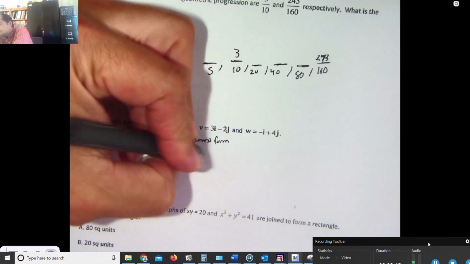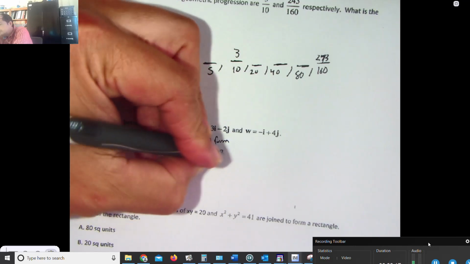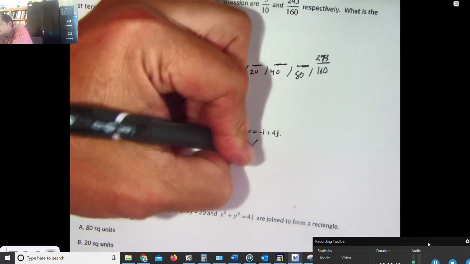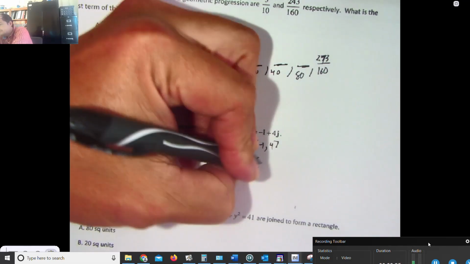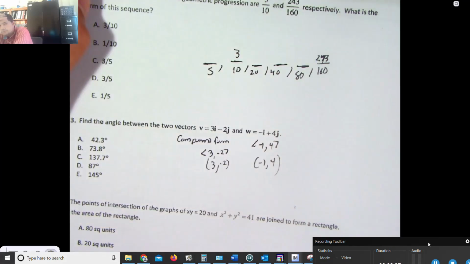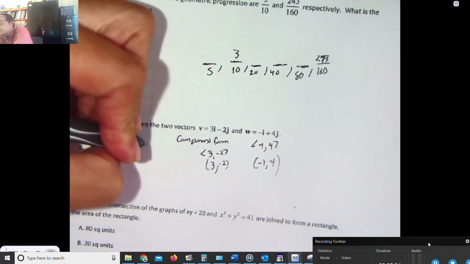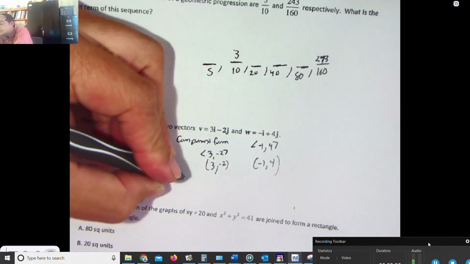Don't be freaked out by this. 3, -2. This has a component form -1, 4. And this is literally the same thing as 3, -2. And this is literally the same thing as -1, 4. That's all it is, I swear. It's not a hard concept.